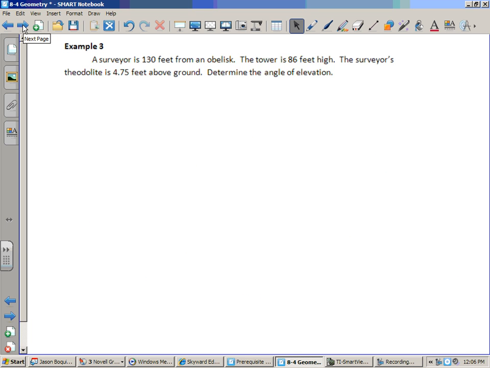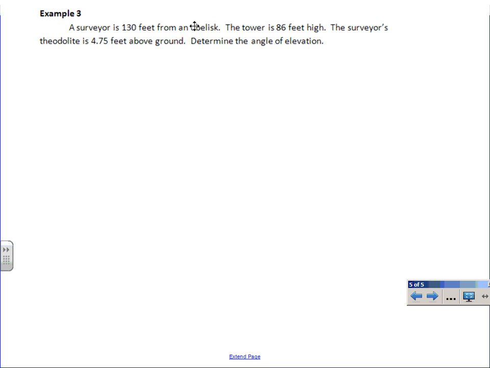All right. A surveyor, hopefully you know, well, there's lots of different types of surveyors, but this would be a land surveyor. Those are the people that are out by the side of the road every once in a while with the tripod and telescope looking thing. Is 130 feet from an obelisk. Remember, an obelisk from earlier this year is like the Washington Monument. The tower, or the obelisk, whatever you want to call it, is 86 feet high. The surveyor's theodolite, that's what it's called, or it's sometimes called a transit, or the little telescope looking thing, is 4.7 feet above the ground. Determine the angle of elevation.